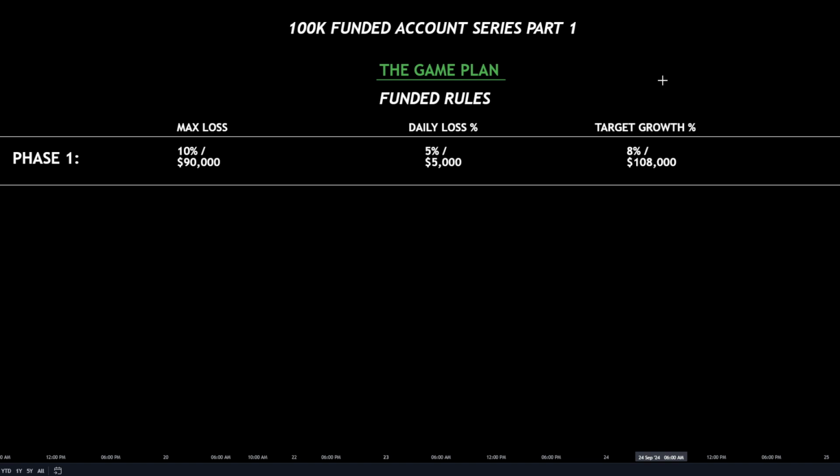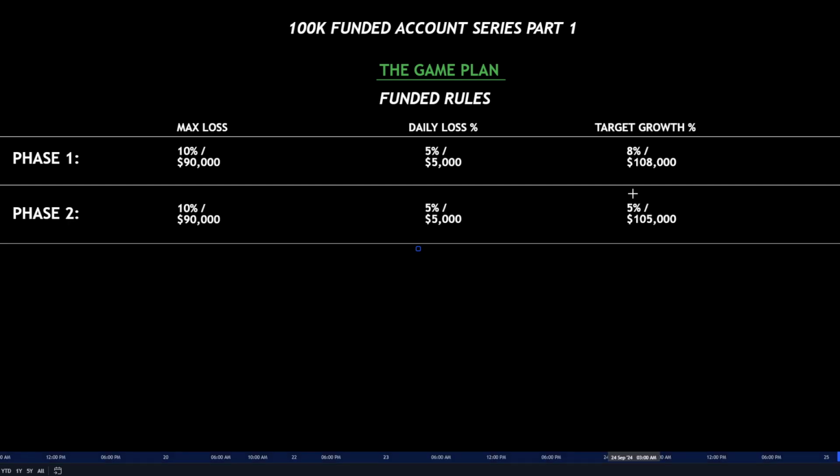Okay, starting with phase one, my max loss is 10%. So if this account hits $90,000, I've lost the account. I've failed this challenge. My daily loss is 5% of whatever the account is currently at. So if the account is at $101 or $102,000, then it's 5% that I can lose from there per day. My target growth is 108,000. This is linear, nothing changes this. If the account hits $108,000, I have passed the first phase.